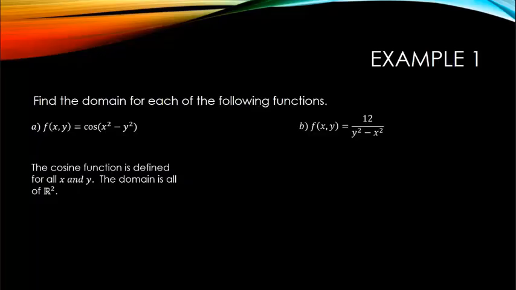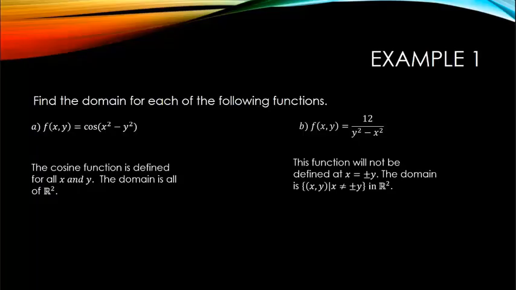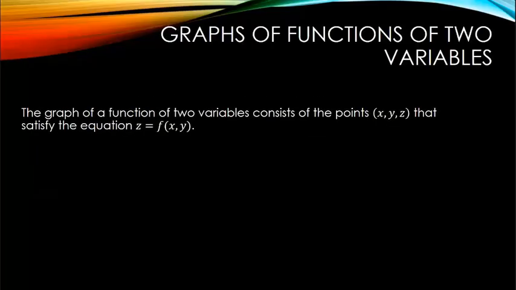In the second case, I have f of x, y is equal to 12 divided by the quantity y squared minus x squared. This function will not be defined whenever x is equal to either plus or minus y. This means that my domain in R2 space will be the set of all x, y, provided x is not equal to plus or minus y. The graphs of functions in two variables will be a little bit different as well. Keep in mind that I actually have two independent variables and one dependent variable when I'm talking about a graph of a function in two variables.